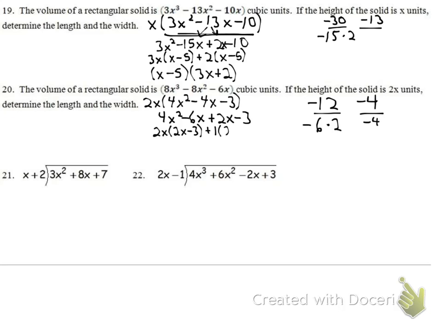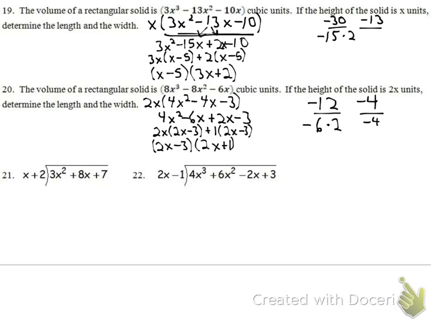I can only factor out a 1, really, in the second one. But they have 2x minus 3 in common. I take that out, and I'm left with 2x plus 1. And those are my possible values for the height and the width, or the length and the width, we should say. All right, move on to 21, and now we're looking at division.